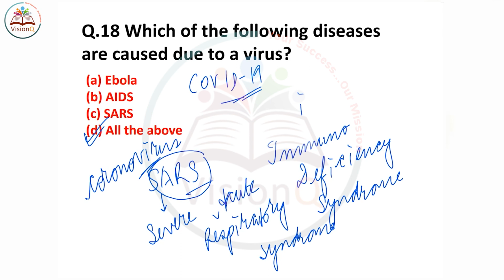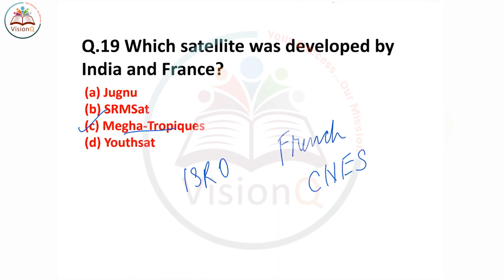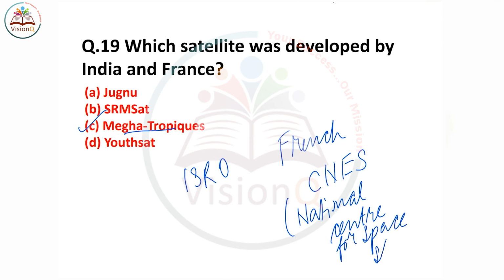Okay, next move to question number 19. Which satellite was developed jointly by India and France? The right answer of this question is Megha-Tropiques. So the answer is option number C. Now if I talk about this satellite, it was developed jointly by the Indian Space Research Organisation, ISRO, and the French Space Agency, which is known as CNES, the National Centre for Space Studies.